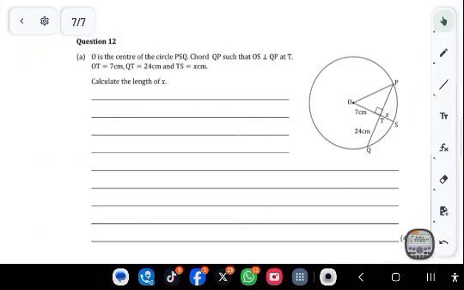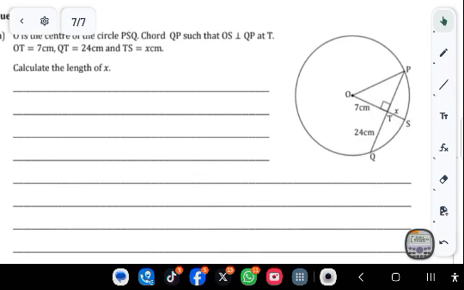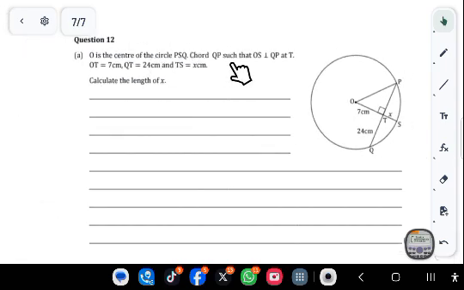O is the center of circle PSQ. There is chord QP, such that OS is perpendicular to QP at T. OT equals 7 centimeters. QT is equal to 24 centimeters. And TS equals x centimeters. Calculate the length of x.